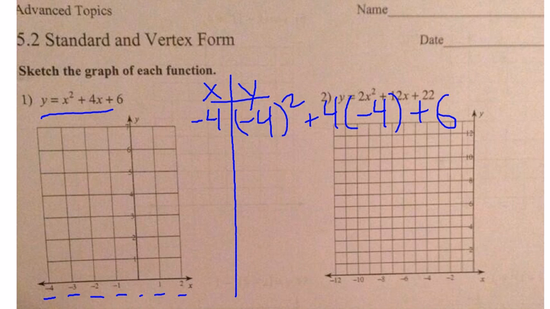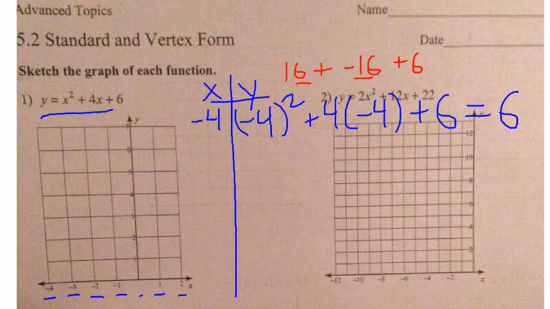Okay, now I've got to evaluate that. So -4 squared, that's 16. Maybe I'll write that small up here so I don't forget. 4 times -4, that's -16. So I've got 16 plus -16 plus 6. Well, 16 plus -16, that's going to be 0, and 0 plus 6 is 6. So our first point is -4, 6.